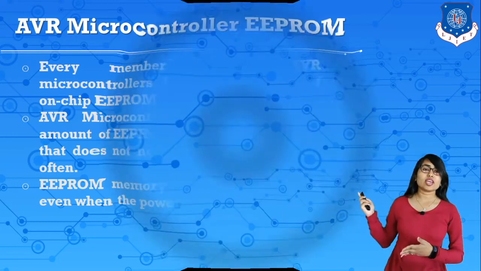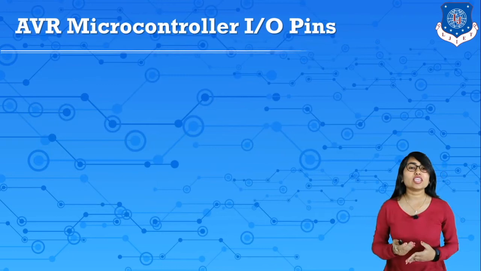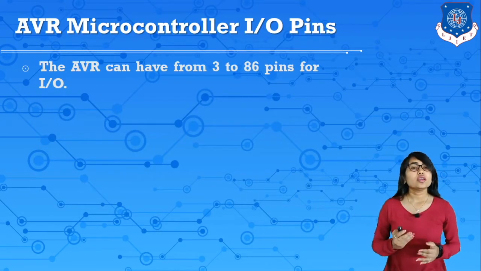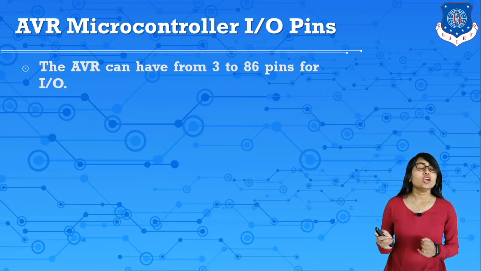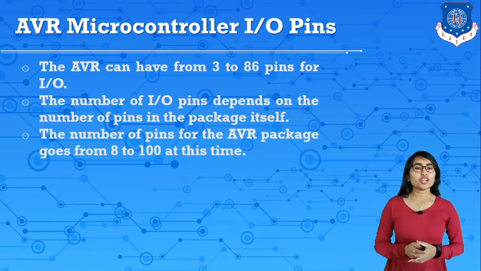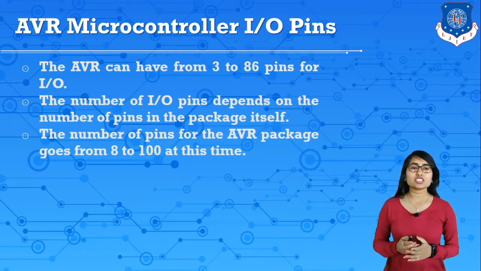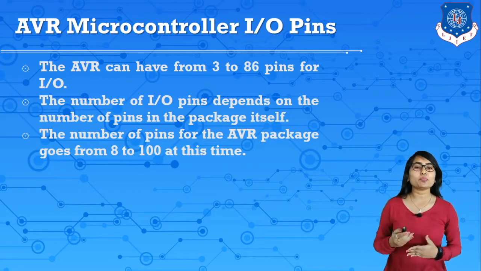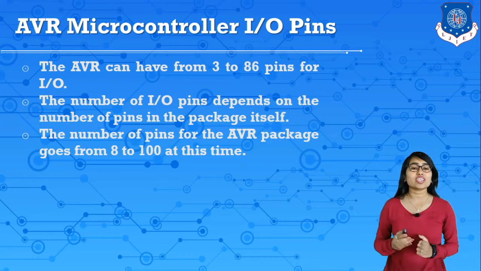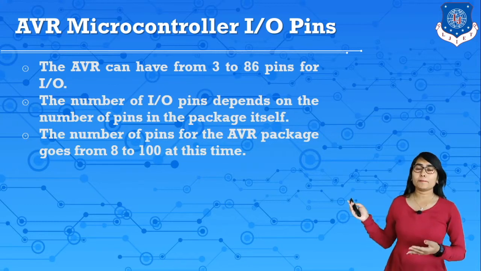Next in the AVR microcontroller are the IO pins. The AVR can have from 3 to 86 pins for input output connection purposes. The number of input output pins depends on the number of pins in the package itself, and the number of pins for the AVR package goes from 8 to 100 at this time. So different AVR microcontrollers have different input output pins.